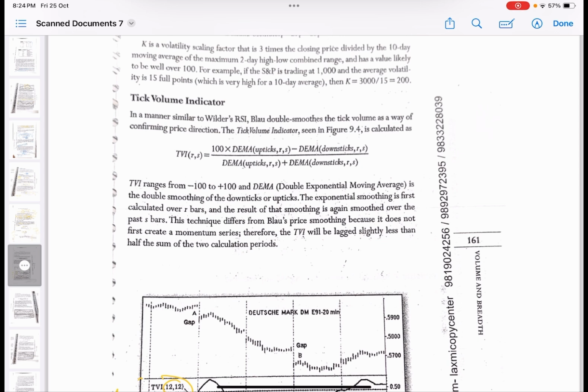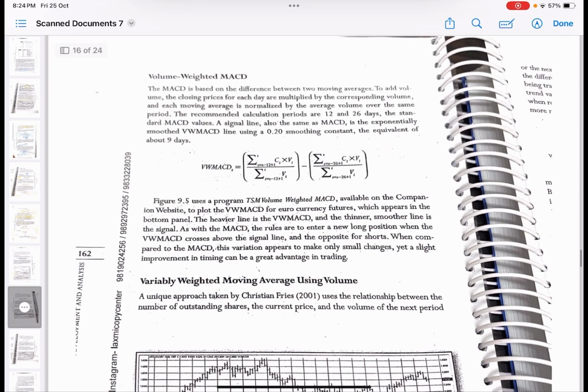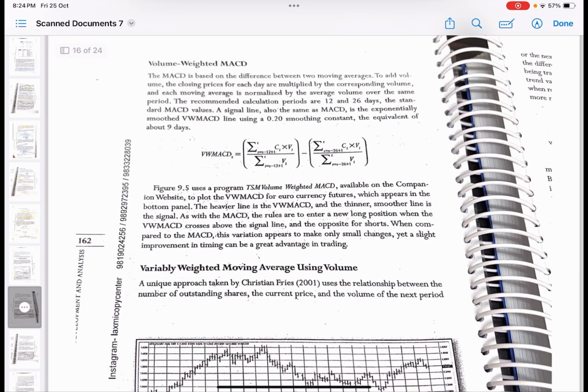The only thing is that the TVI will be lagged slightly less than half the sum of the two calculation periods. So that's why we use the tick volume indicator, because it gives you very little lag as compared to the other indicators which we have been seeing.